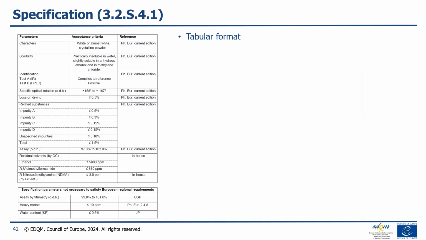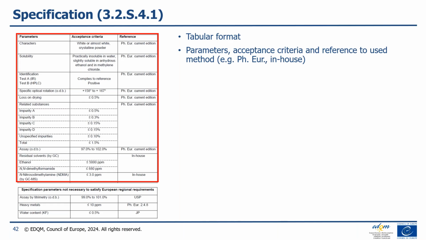Coming a bit more into detail on what visually we expect to see, especially as of implementation of CP 2.0, because as I just mentioned, the specification is now appended to the CP. First of all, it should be provided in a tabular format. It should include the parameters, acceptance criteria, and reference to the used method, either European Pharmacopoeia or an in-house method.